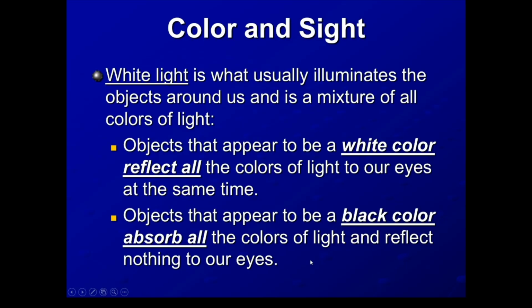So objects that appear to be black in color are actually absorbing all of the colors of light and reflect nothing to our eyes. So for instance, if you wanted to go play some sports outside in the middle of the summer, and you have two options. You can either wear a white shirt or a black shirt. People that would wear a white shirt would actually feel a lot cooler because the light is being reflected off of them. So all of that white light is being reflected off of them. The shirt is not absorbing it and then turning it into heat. Whereas a black shirt would, yes, absorb all that heat and all of the light.